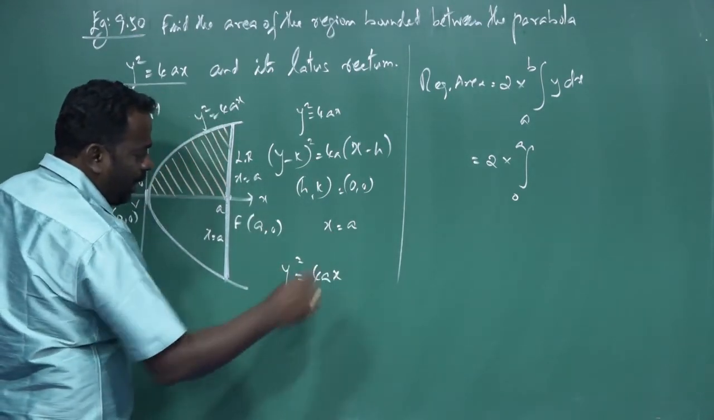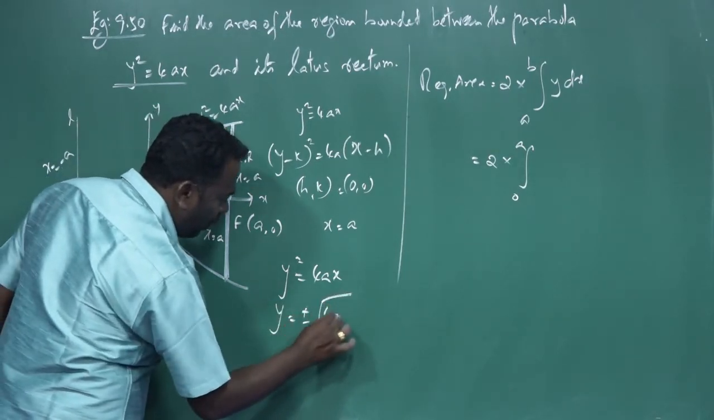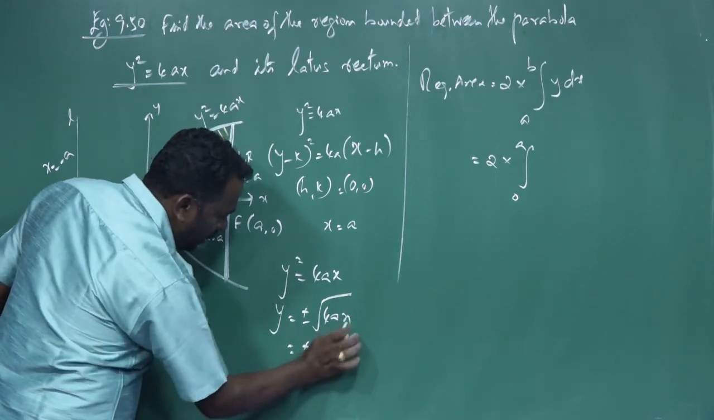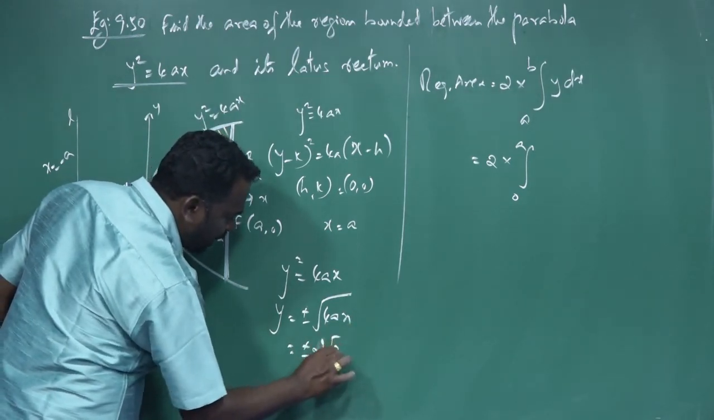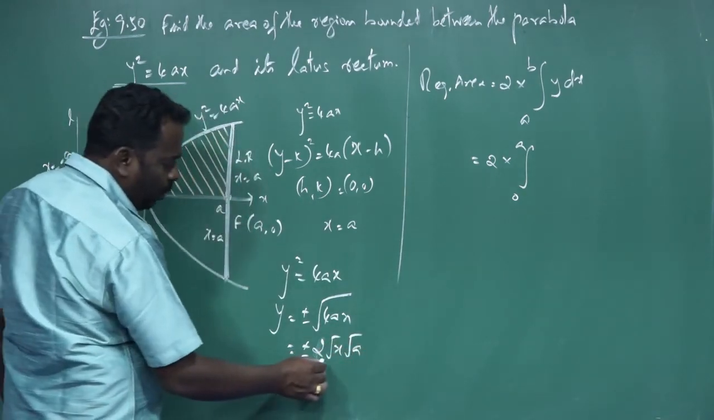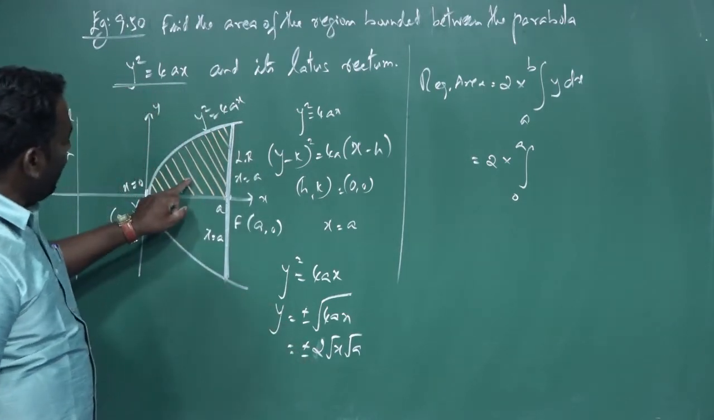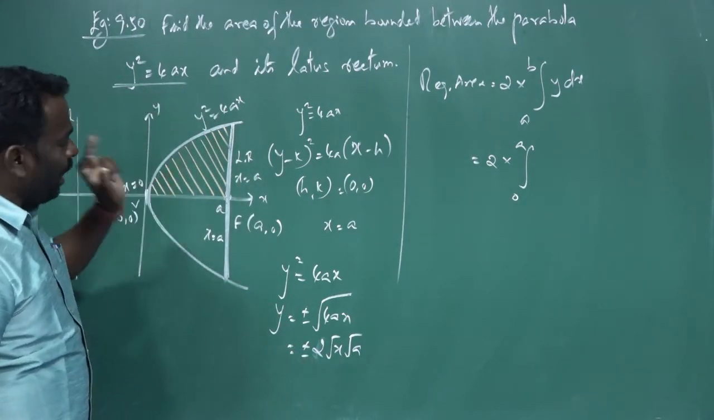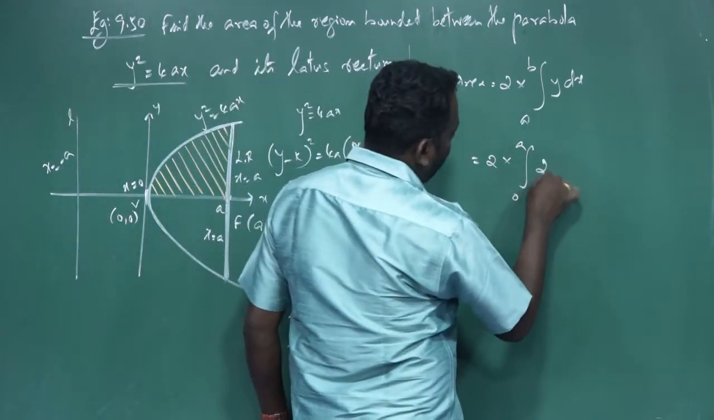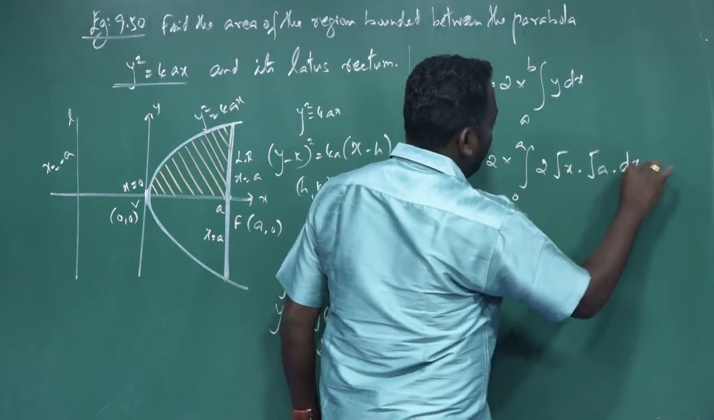We need y, so take the square root. Therefore y is equal to plus or minus square root of 4ax, that is equal to plus or minus 2 times root x into root a. We need the positive value, because the area lies in the first quadrant. Therefore y value is positive. Take the positive value of y. Therefore it is 2 times root x into root a into dx.